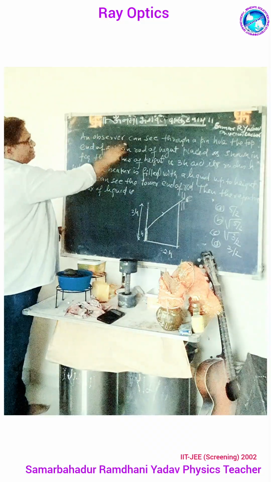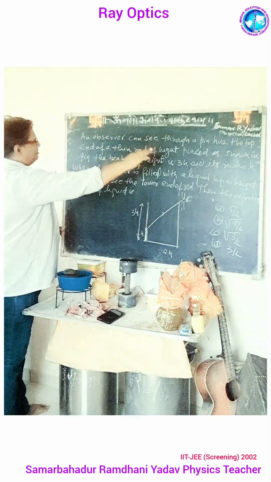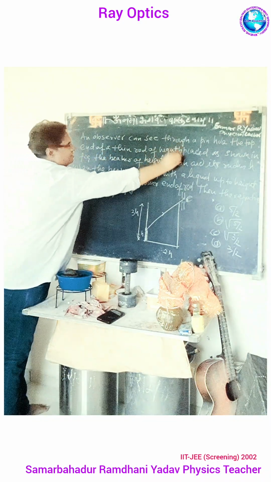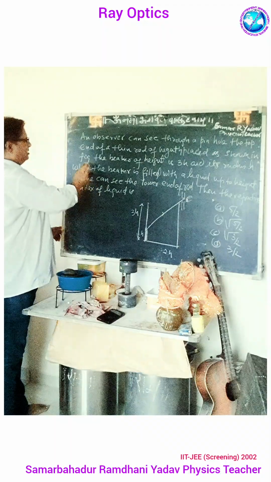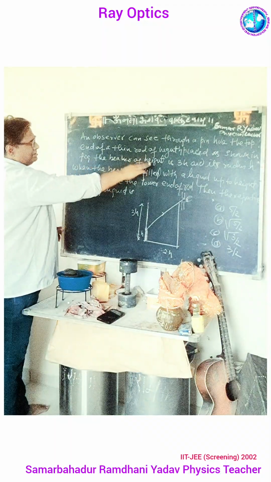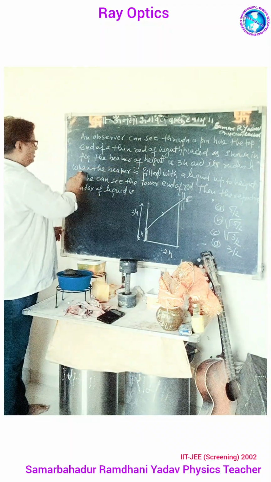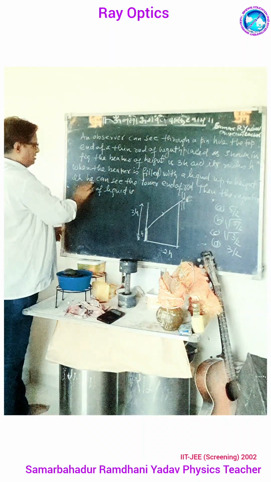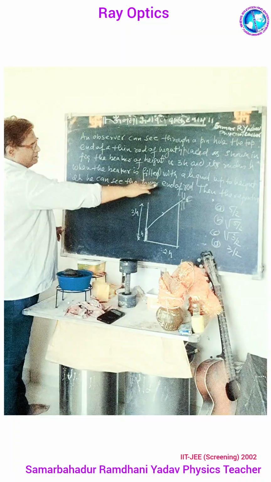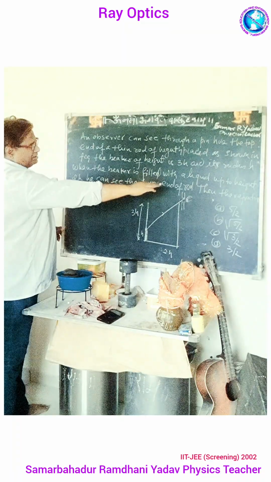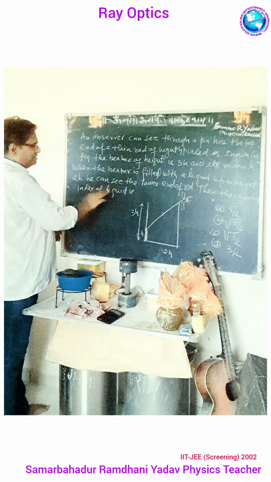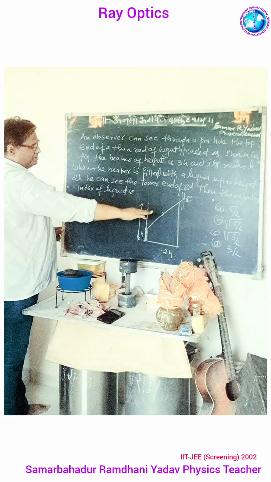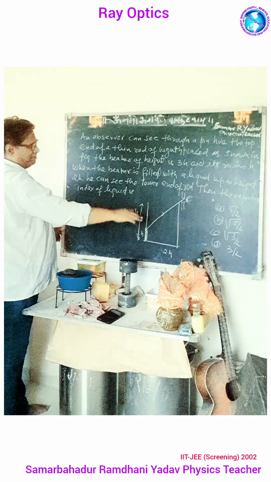Again, an observer can see through a pinhole the top end of the thin rod of height h placed as shown in the figure. The beaker has height 3h and its radius is h. When the beaker is filled with the liquid up to height 2h, he can see the lower end of the rod. Then the refractive index of the liquid is dash. The options are: A 5 by 2, B under root 5 by 2, C under root 3 by 2, and D 3 by 2.